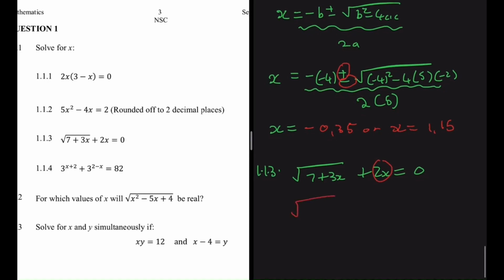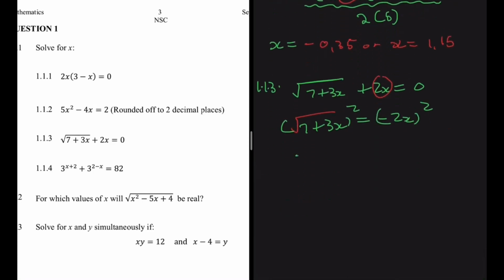So we're going to have the square root of 7 plus 3x being equal to minus 2x. Now we can square both sides in peace, right? And not so many issues will arise. So we're going to have 7 plus 3x is equal to 4x squared, like you would expect. And then if we rearrange this, we get 4x squared minus 7 minus 3x. Actually, let's start by minus 3x so that it can be in standard format, right? 4x squared minus 3x minus 7 is equal to 0.